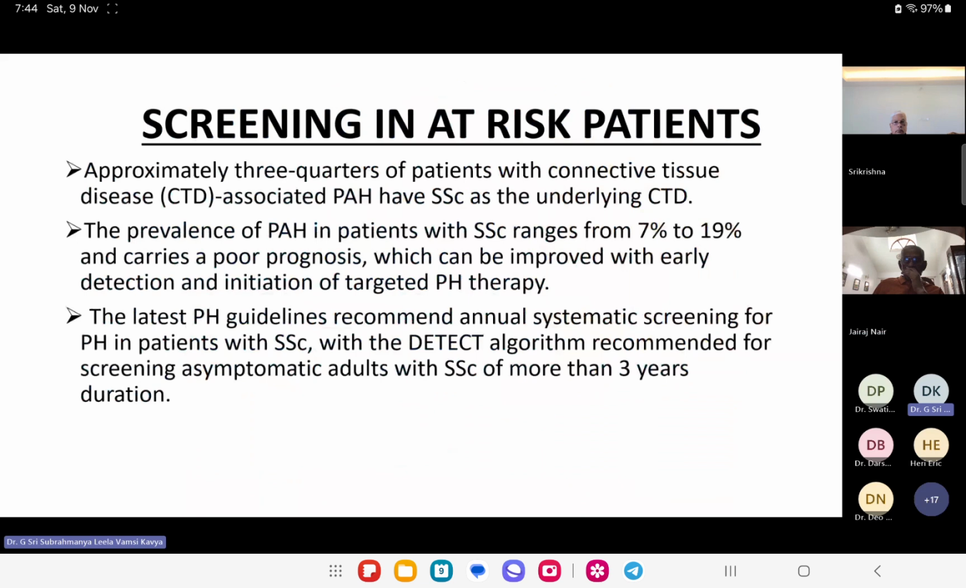Screening in at-risk patients. Approximately three-quarters of patients with connective tissue disease associated PAH have systemic sclerosis as the underlying disease, and the prevalence of PAH in patients with systemic sclerosis ranges from 7% to 19% and carries a poor prognosis, which can be improved with early detection and initiation of targeted PH therapy. The latest PH guidelines recommend annual systematic screening for PH in patients with systemic sclerosis, with the DETECT algorithm recommended for screening asymptomatic adults with systemic sclerosis of more than 3 years duration.